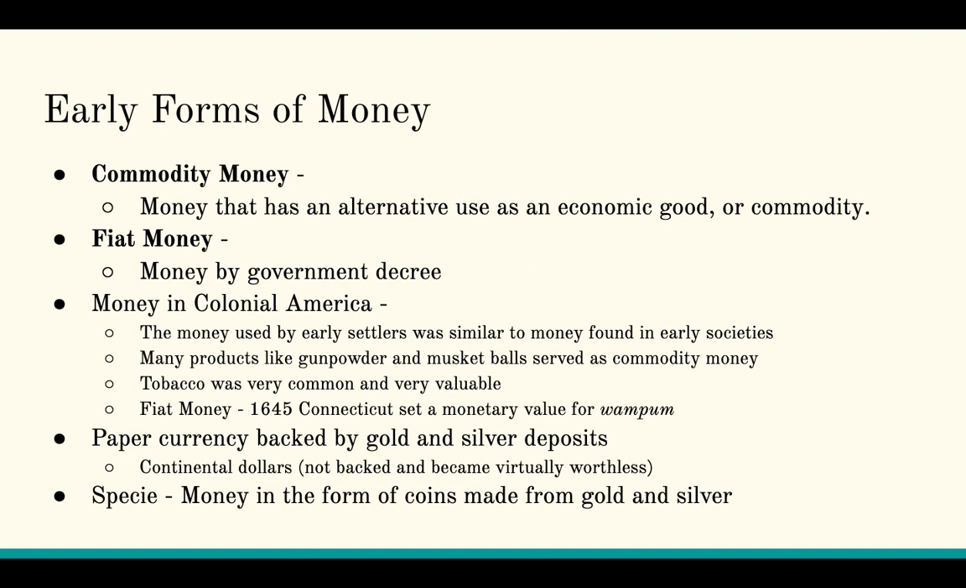And today, this money would be classified as commodity money. So, money that has an alternative use as an economic good or a commodity. So, for example, those compressed tea leaves would be made into tea when they are not needed for trade. Other items become fiat money, which is money by government decree. So, fiat money has value simply because the government states that it does.